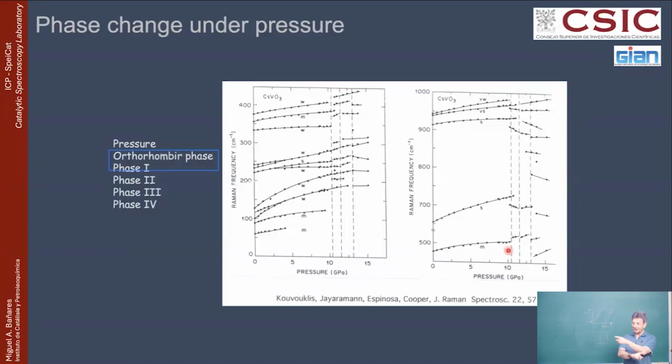I'm making a question and I'm receiving a question from there. So make me the question and then I repeat the question. So you are saying that the volume of the unit cell will decrease when you increase the pressure. Yes. That we can capture from the Raman. Yes. We can also get this information from the XRD.